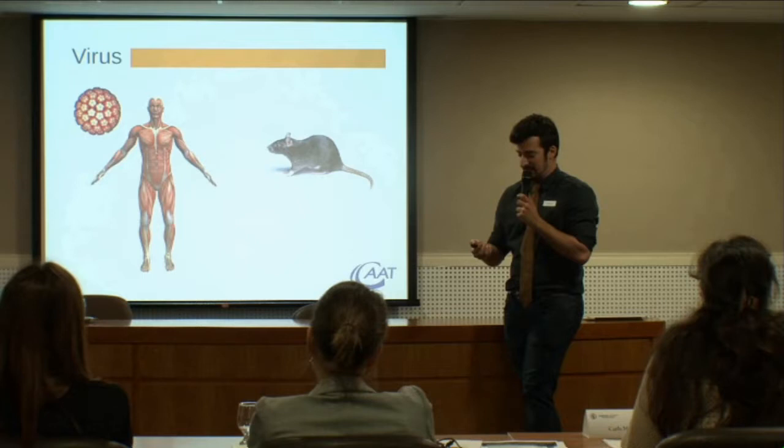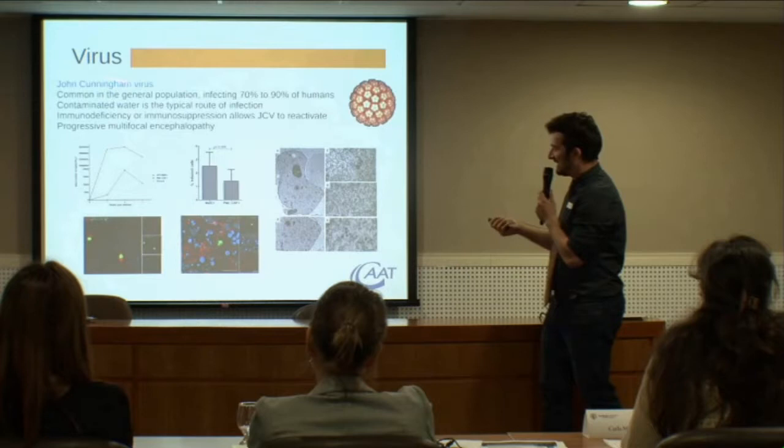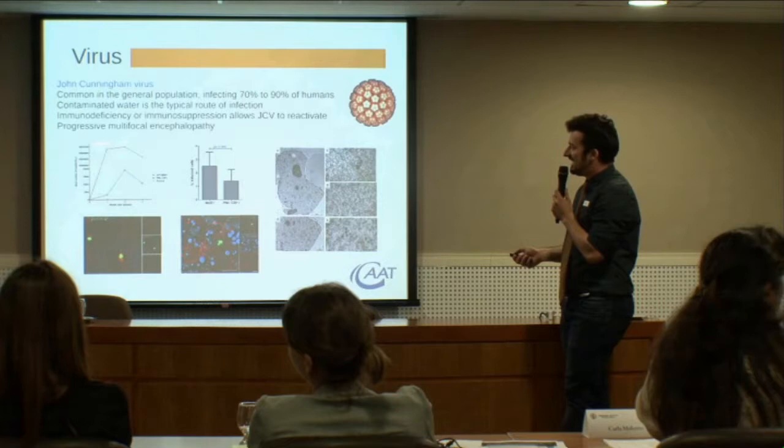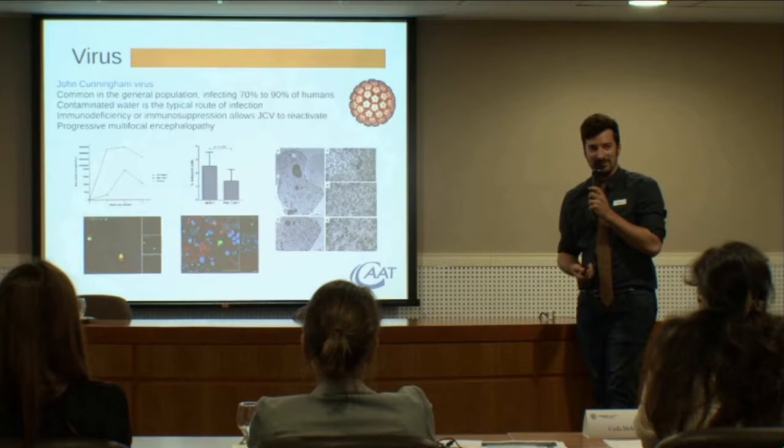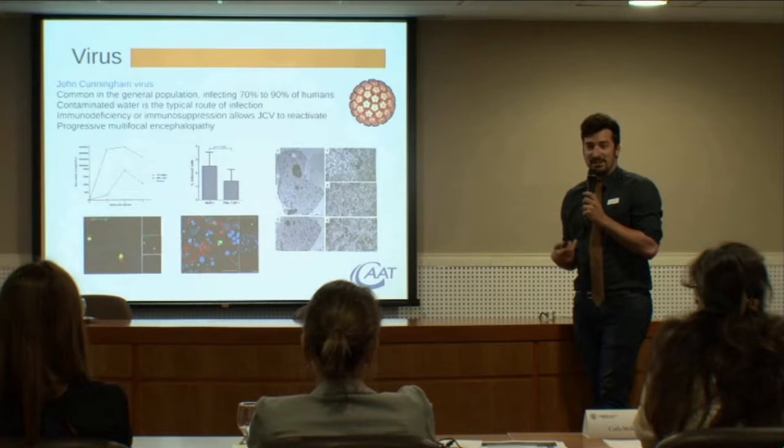So I want to show another model that we use. I don't want to go into Zika, so I chose another virus that we study. We study John Cunningham virus. This is a common virus in our society. 70 to 80% of humans get infected with this virus, from contaminated water, and it doesn't do much. So we get infected, we maybe have some problems going to the bathroom and so on, and that's it.